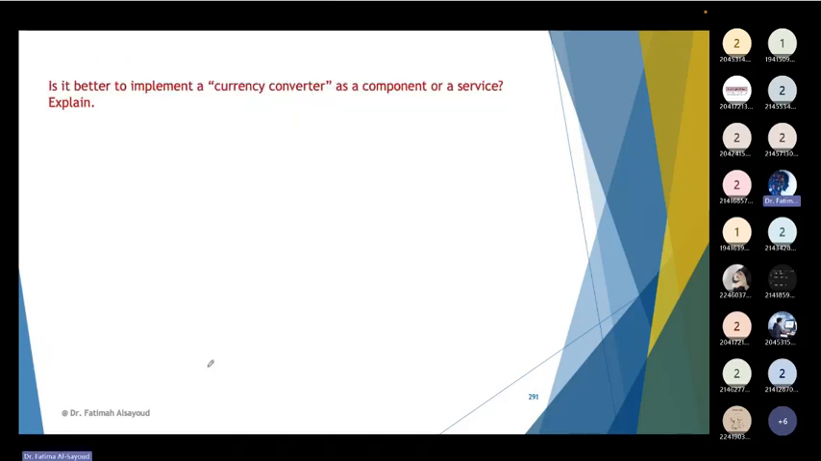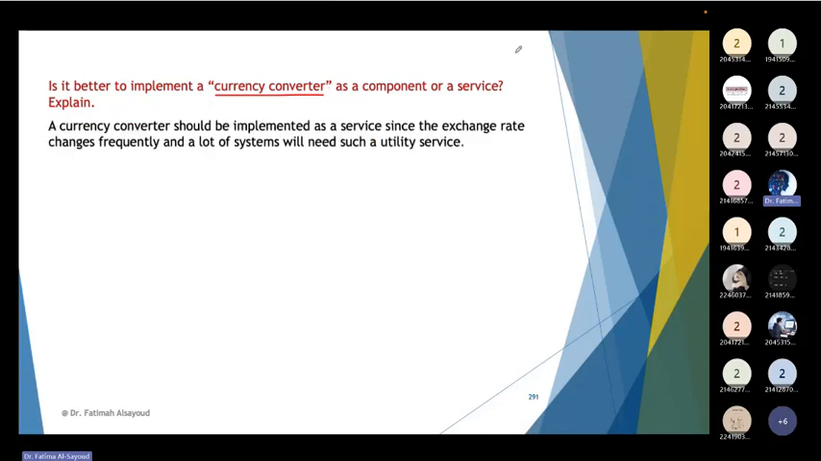Is it better to implement the currency converter as a component or as a service? I already explained this. Usually it's better to have it as a service. But we didn't complete reading the question. We answered the first part: it's better to use currency conversion as a service. But why? This is the second part: since the exchange rate changes frequently and a lot of systems will need such a utility service.